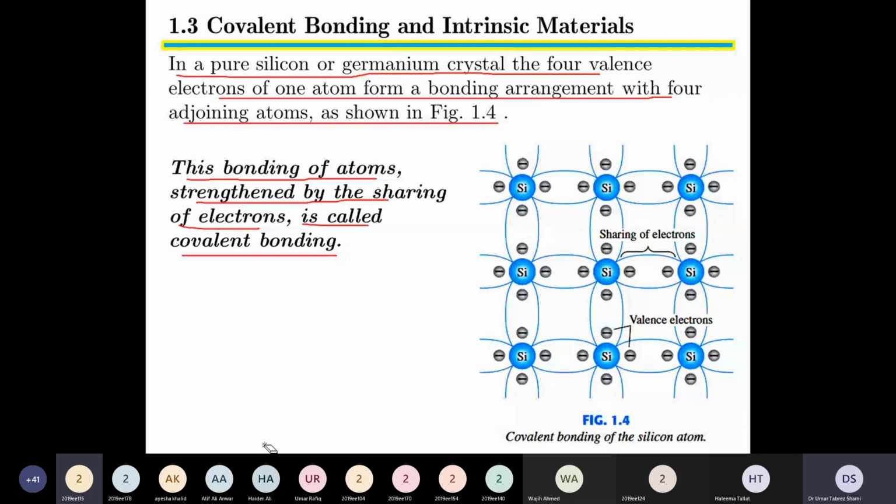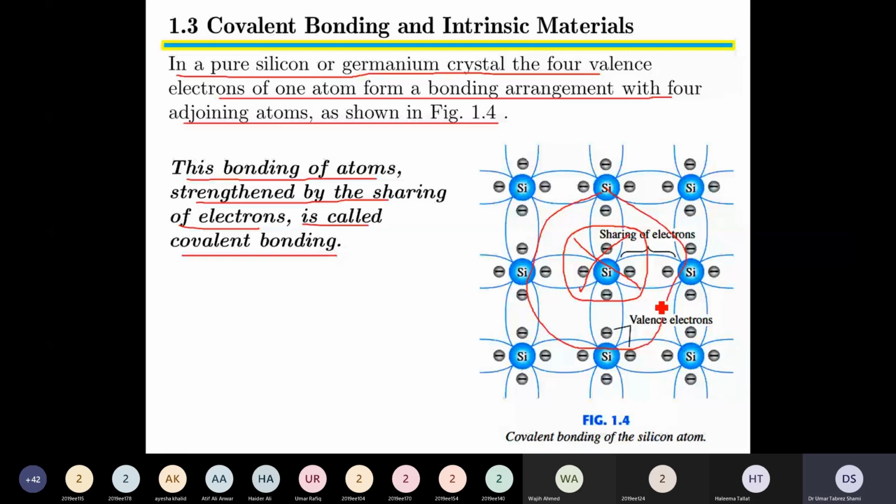Now, a small teaser: what will happen if I remove the center atom? What will happen to the crystal? What will be the impact of removing the center atom of silicon? So the four adjoining atoms will be influenced. All of these four silicons will be affected.